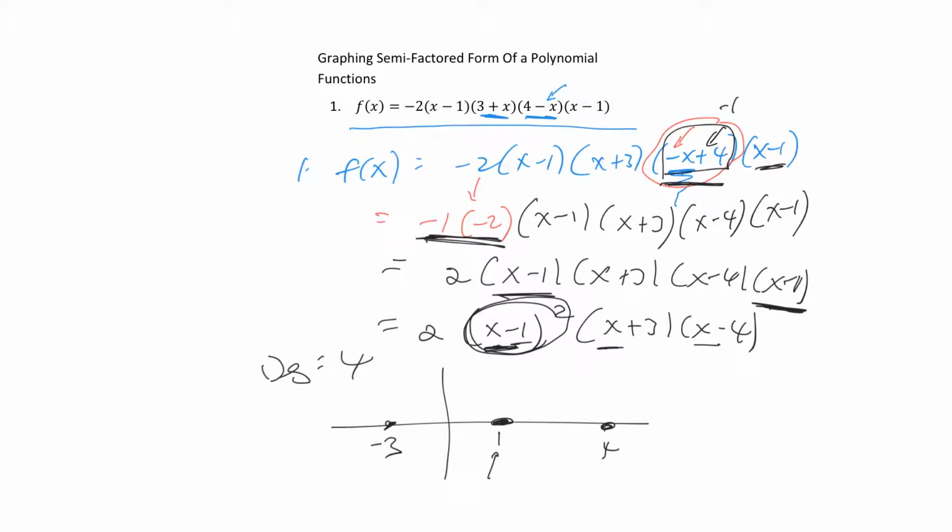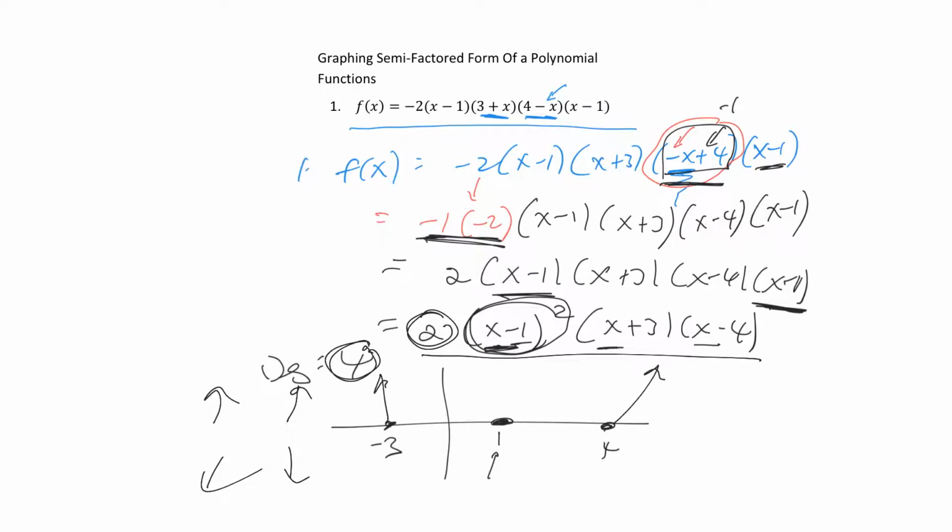So let's have a look at the leading coefficient. The leading coefficient right now, based on this format, is 2. So we know that it's positive 2. It's a degree of 4. We know that the end behaviors are either both going up or both going down. And in this case, because it's positive 2, the graph is going to go up, so it's going up, up.